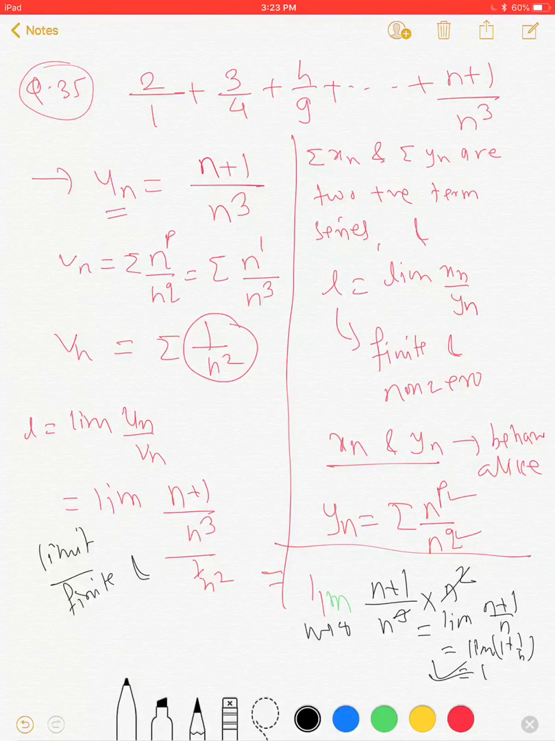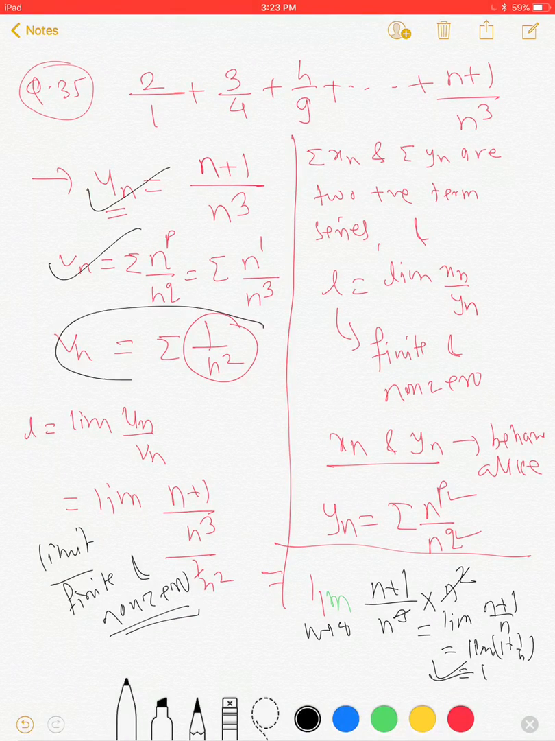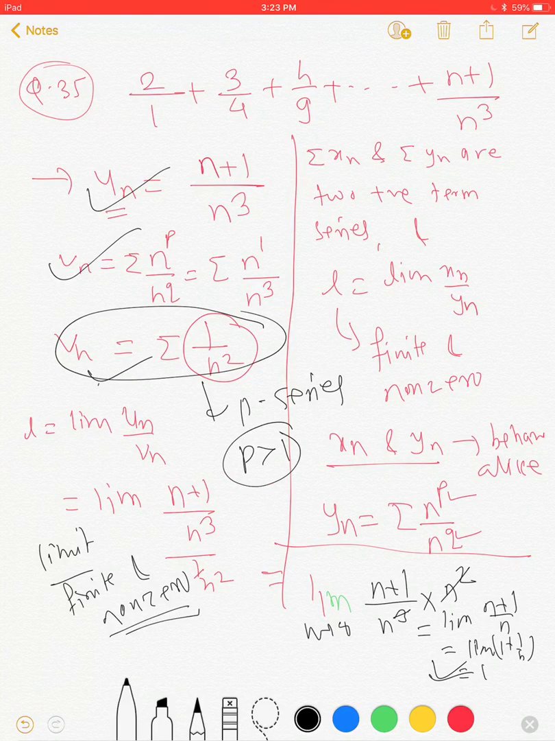Therefore both series converge or diverge together, but we know that vn is a p series and this p is greater than 1. Therefore vn is convergent. This implies our series un is also convergent. Therefore the given series, that is un equal to n plus 1 upon n cube, is convergent.